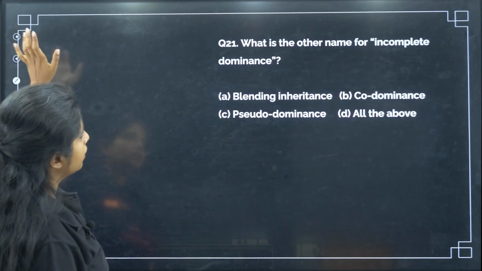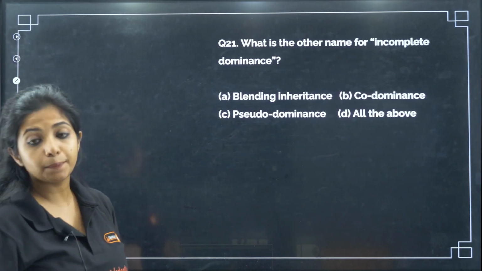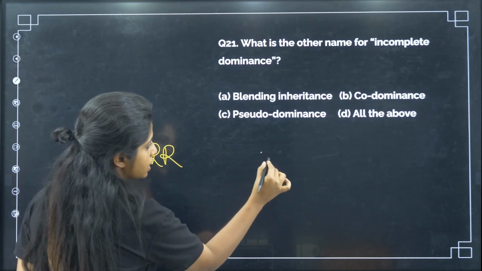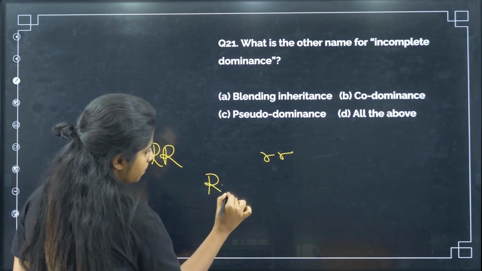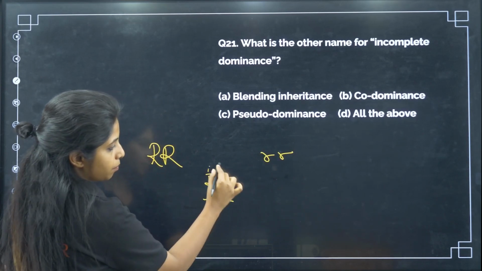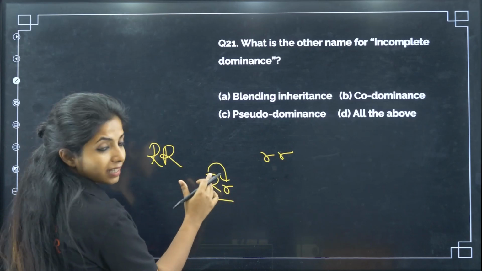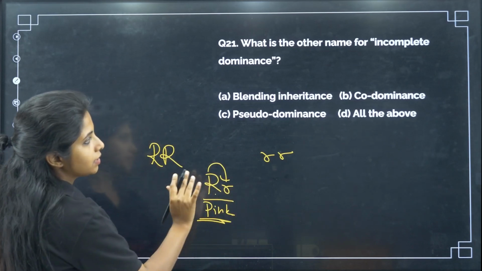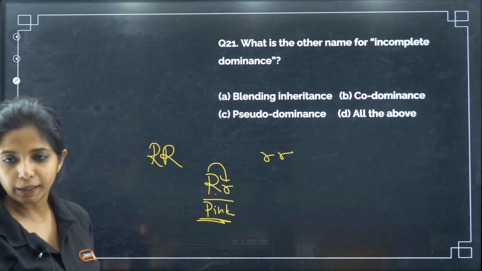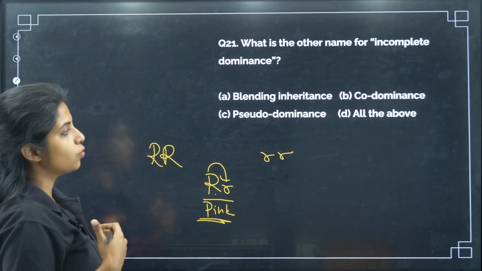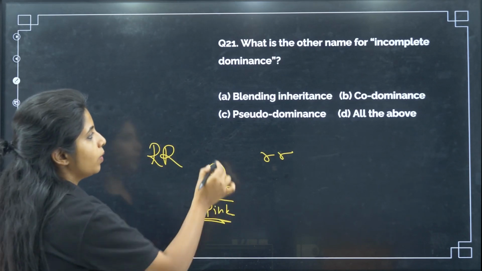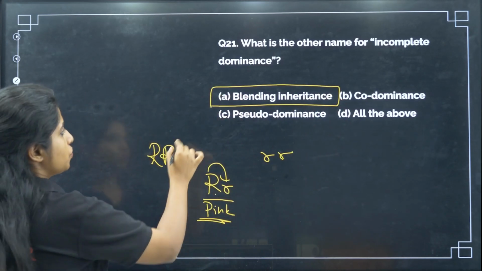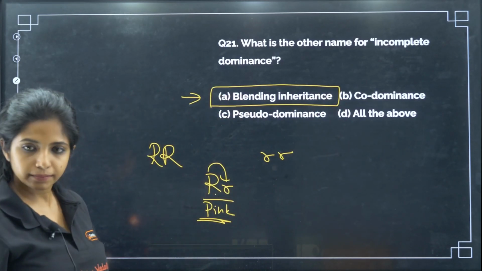Now, next thing, what is the other name for incomplete dominance? Incomplete dominance means, you know, there is a red color flower and there is a white color flower. Together when they come, it should be red. But what is happening? It is incompletely dominant, which is why it becomes pink in color. So what do you call this type of inheritance? Apart from incomplete dominance, blending inheritance, codominance, pseudodominance, all of the above. It is blending inheritance. There is a blend being created over here. So your answer would be blending inheritance.